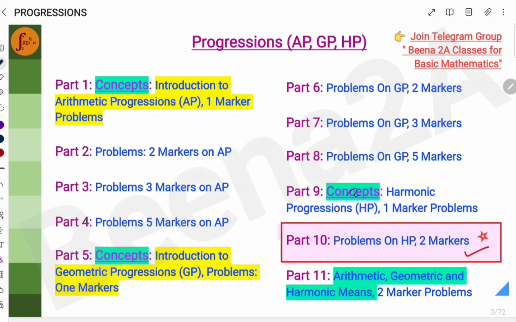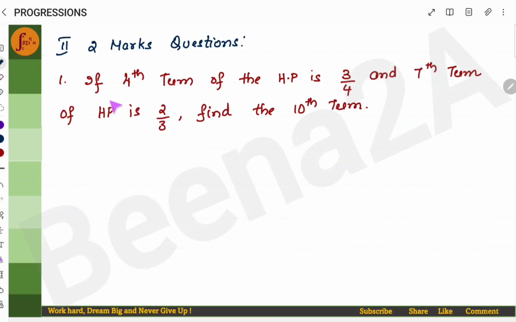Hi everyone. In the last video, we went through concepts on harmonic progressions and we looked at a few simple problems. In this video, we'll go through a few more problems which are a little tricky. So here's the first problem.